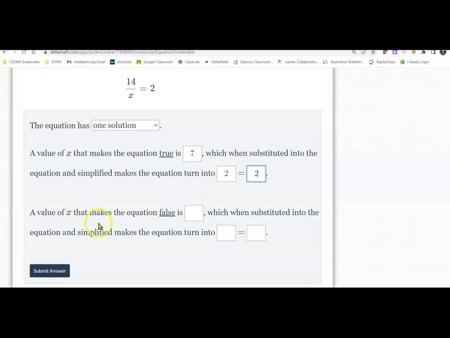Now here is the hard part. All they want you to do is pick a wrong number. Pick any value of x that makes the equation false, which means pick any number that's not a 7. So I'll pick something that I can divide 14 by, so I'll pick 1. If I plug a 1 into x, I would get a statement that said 14 was equal to 2. That's not true.